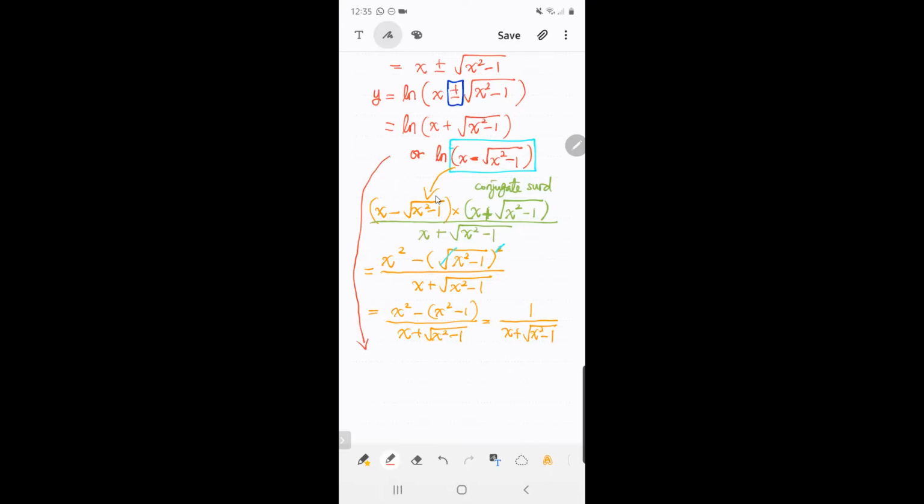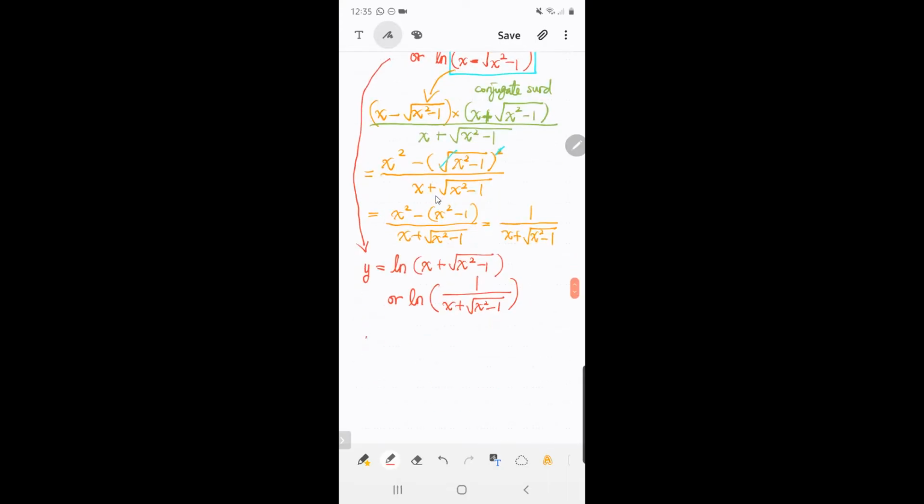You would see that y can be expressed in two forms. The first form is ln of x plus square root of x squared minus 1. The second form can now be re-expressed as ln of 1 over x plus square root of x squared minus 1. Correct? Therefore, y is equal to plus minus ln of x plus square root of x squared minus 1. You have this form, so you have plus minus. Which one are you supposed to take?